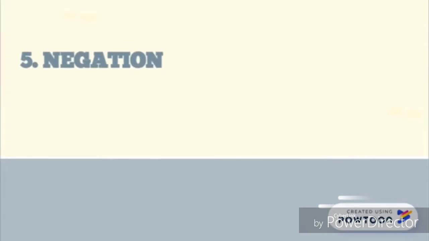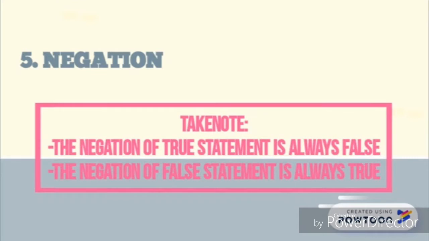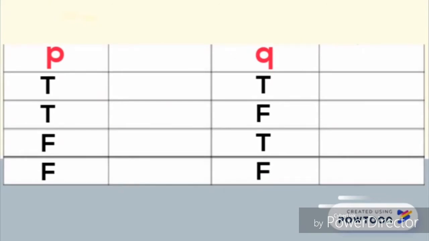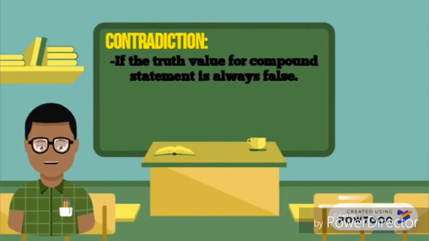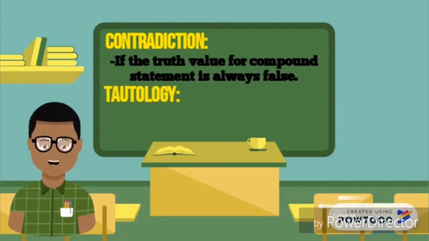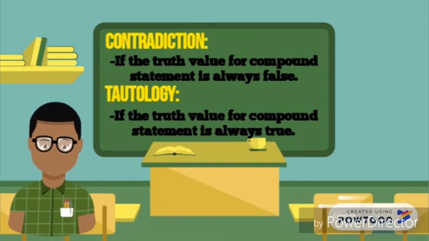Number 5, negation. Take note, the negation of a true statement is always false. The negation of a false statement is always true. The given are still the same. The true of P will become false, and the false of P will become true. And the same for the letter Q. Contradiction, if the truth value for a compound statement is always false. Tautology, if the truth value for a compound statement is always true.